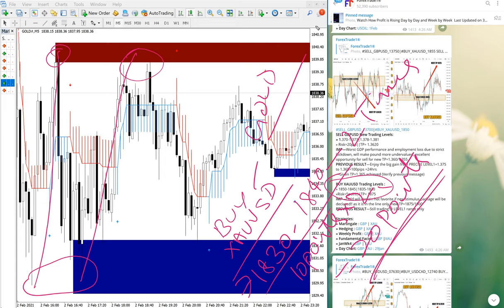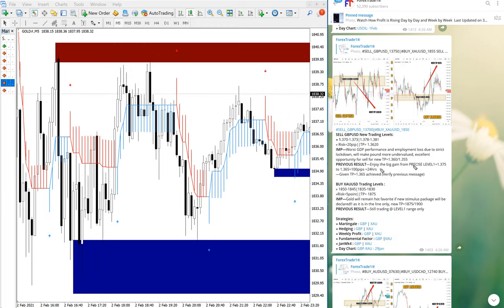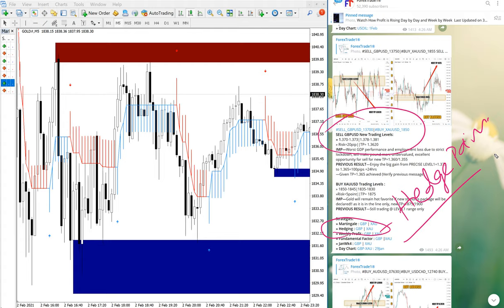Gold also precisely performed from our given level, and again, this is our free Telegram channel. Any follower of this channel will be able to make such good profit, and both the signals performed. Why are we giving these two signals? Because these two are our hedge pair. Usually in hedging, one will perform and another may not perform, but in today's case, both the signals performed and gave good profit on both the signals.